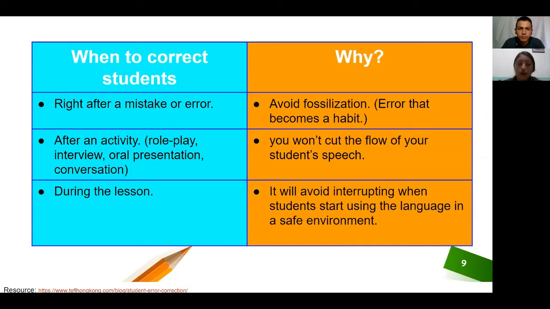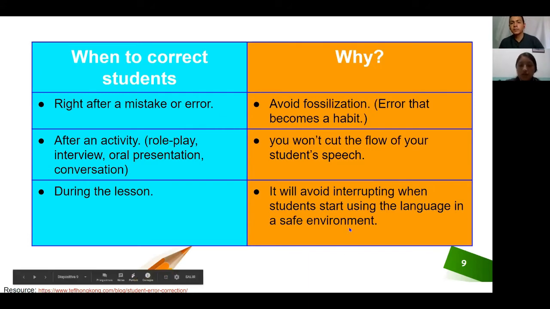And also we can correct them after an activity, for example, a role play, interview, presentation, or conversation. So we can give them feedback and correct their mistakes at the end of that activity, right? Why? Because in that way we won't cut the flow of our student's speech. We can also do it during the lesson, because in that way we can avoid interrupting them when they start producing the language, because if we interrupt them at that moment they can feel uncomfortable or we can damage their confidence as well, and next time they won't share or use the language.